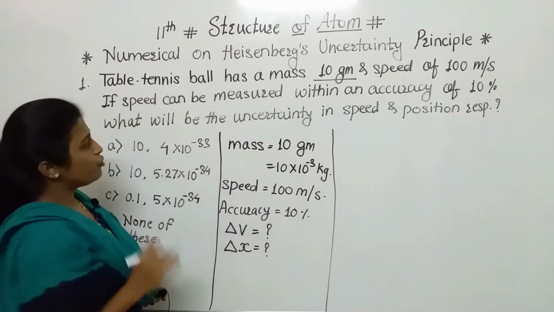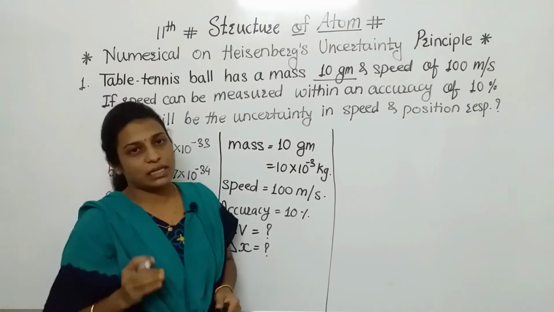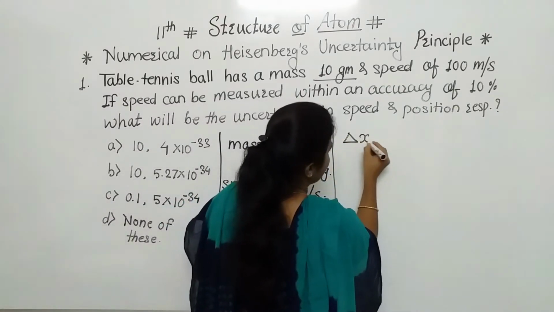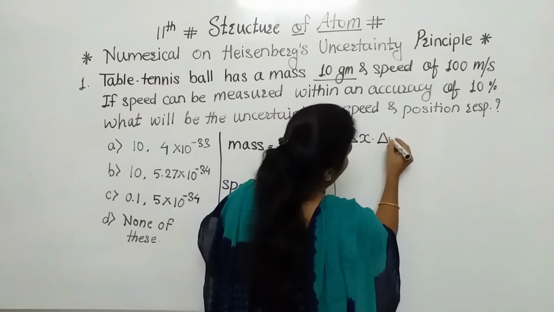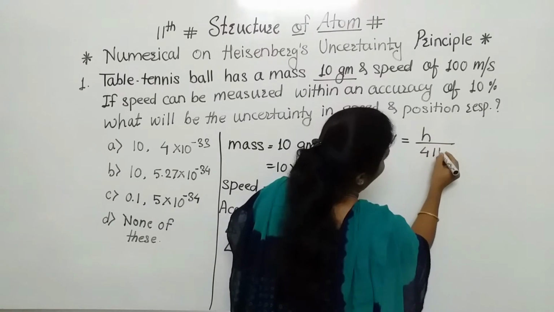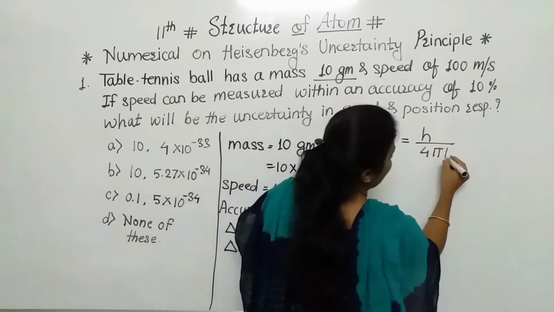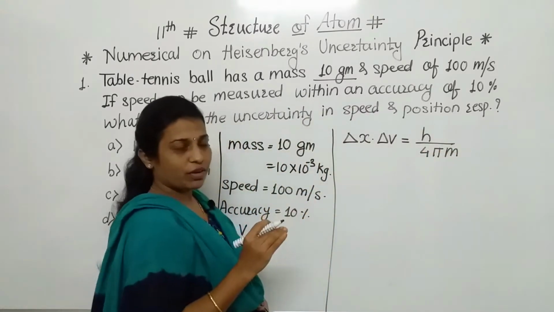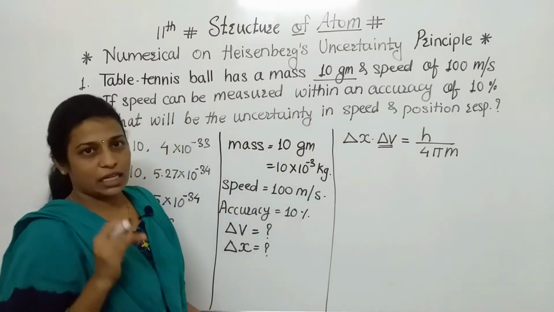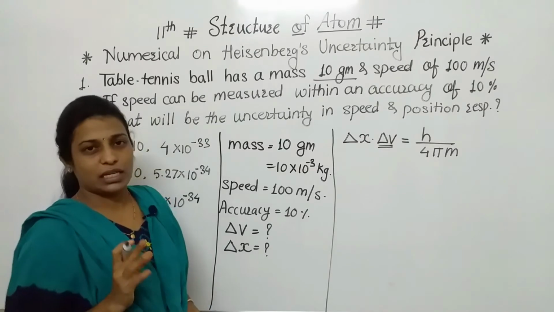Okay. So if we consider the Heisenberg uncertainty principle, what is the formula? Formula is delta X into delta V is equal to h by 4 pi m. Here m is there, that mass I have shifted here. Clear to everyone? Now in this way, firstly we have to calculate the uncertainty in velocity, or we can say the uncertainty in the speed.